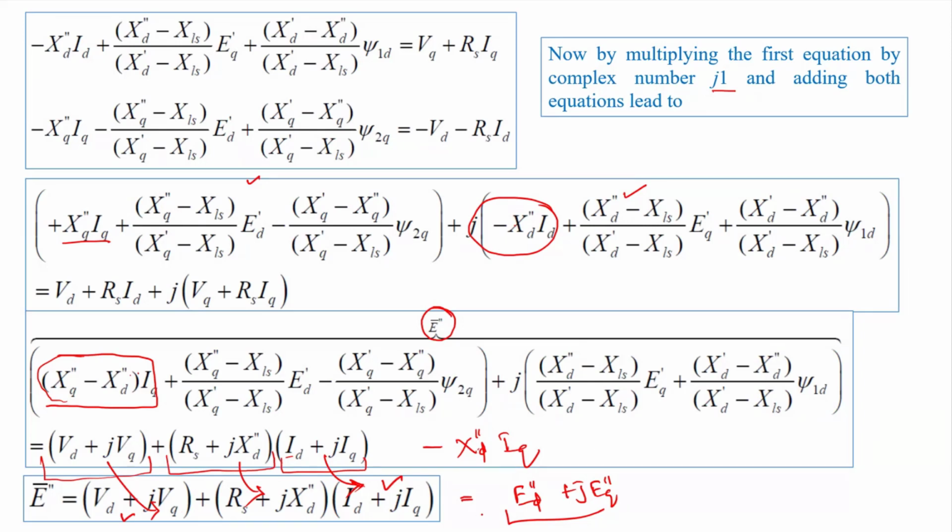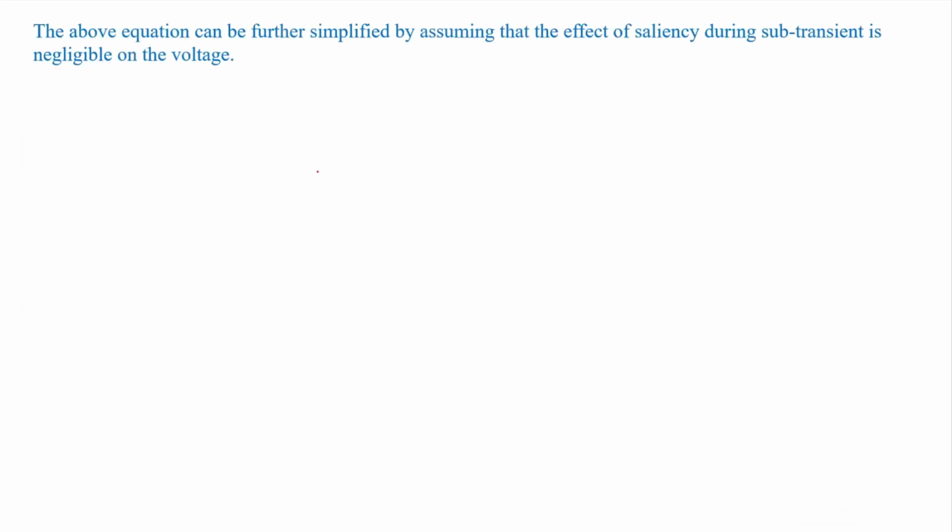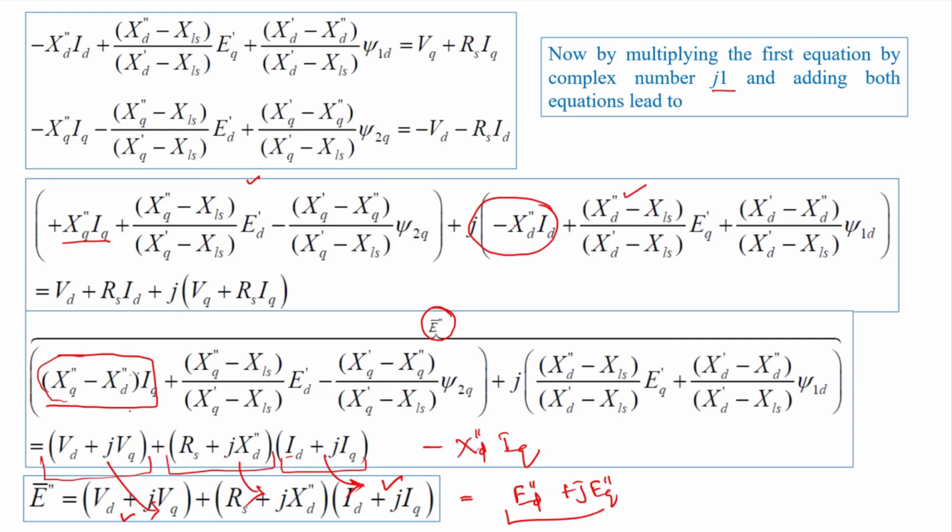Now if we represent this equation in an equivalent form, it can be further simplified by assuming the effect of saliency during the subtransient period. If we neglect the effect of saliency, then xq double dash will be equal to xd double dash. For the cylindrical rotor case this is equal, and in the salient pole machine also, if we neglect the saliency effect, then we can assume that xq double dash is equal to xd double dash. Therefore this term will also become 0.